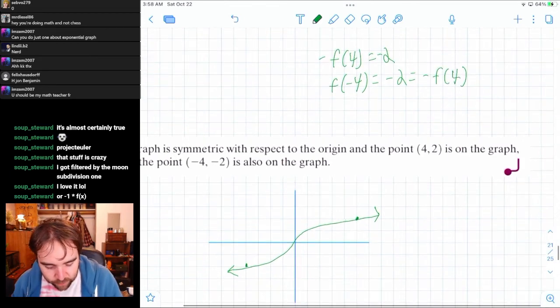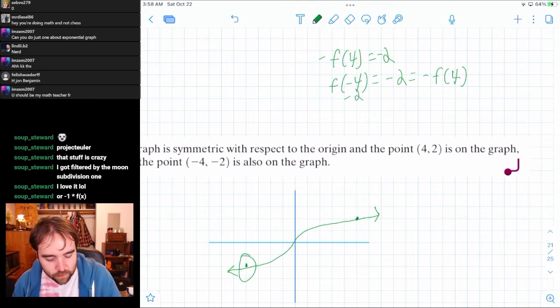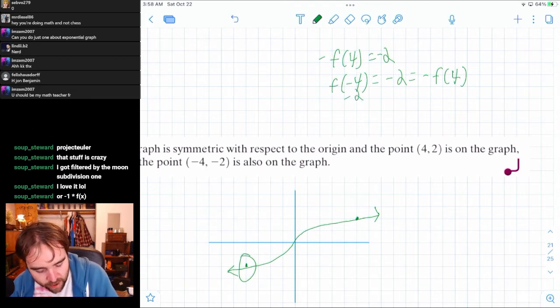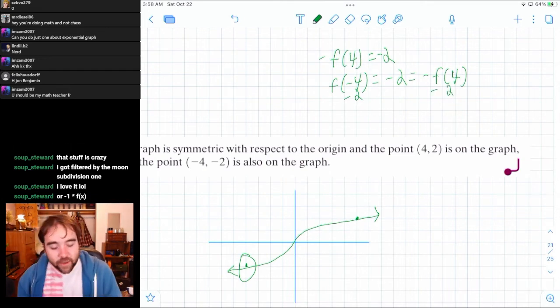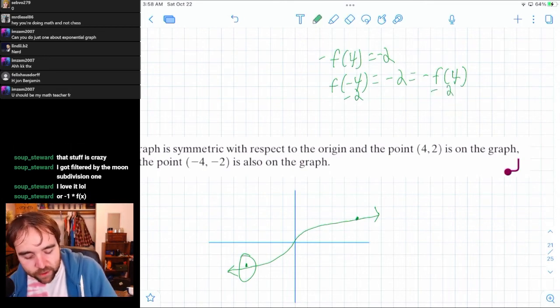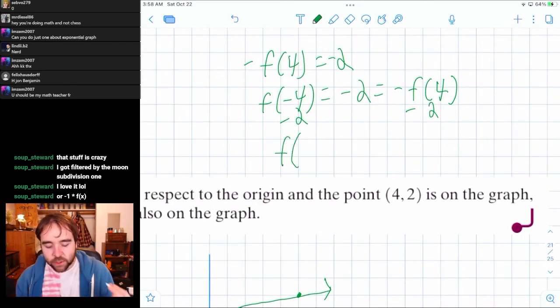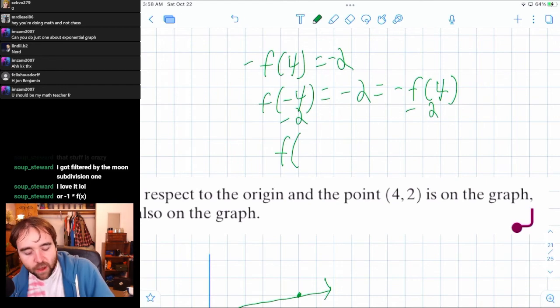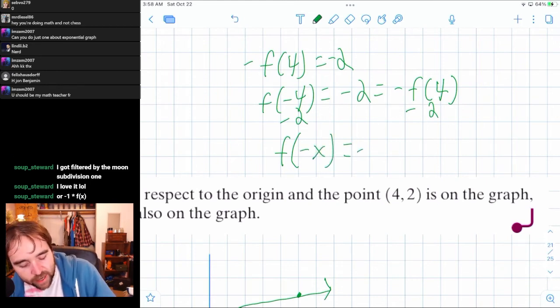So just check that real quick. What was f of negative 4? F of negative 4 was negative 2. And what was f of 4? F of 4 was 2, but then we make it a negative. So that makes sense. And that's the formula way for testing these, not with any specific numbers, but with x in general. So you go f of negative x is equal to negative f of x.